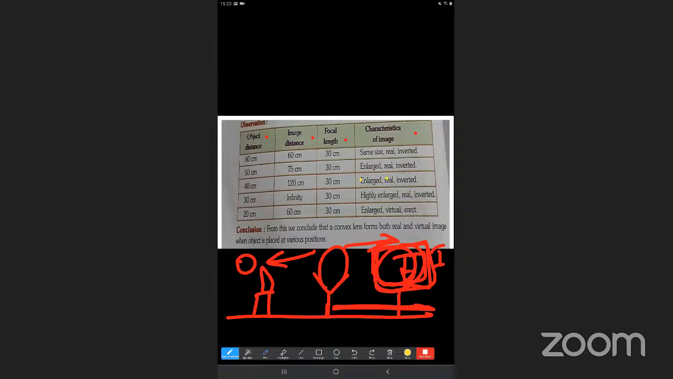Okay, now the object candle is placed at a 30 centimeter distance from the lens. So where will the image be formed? That is infinity. Okay, at the point of infinity, the image will be formed. So here the focal length is the same. The characteristics of the image: enlarged image, real image, inverted image.